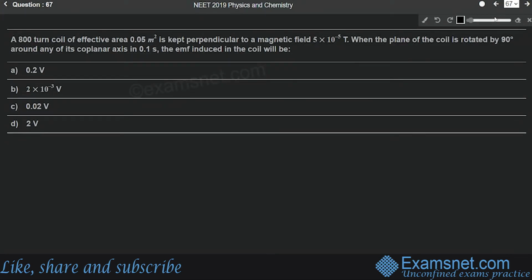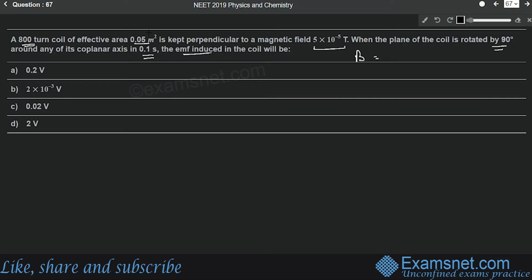Question number 67 is from the chapter Electromagnetic Induction, and the question is, a 800-turn coil of effective area 0.05 meters square is kept perpendicular to a magnetic field 5 into 10 to the power minus 5 Tesla. When the plane of the coil is rotated by 90 degree around any of its coplanar axis in 0.1 second, then the EMF induced in the coil will be.